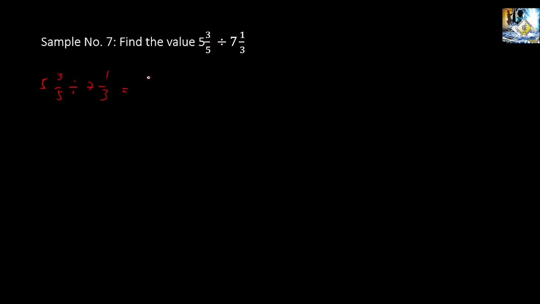Okay, so that is 28/5 divided by 22/3. Okay, again, before you proceed to multiplication, you need to get the reciprocal of the second fraction. That is 28/5 times 3/22. Okay, so cancelling. So you cannot cancel this one since it's 5 and 3.